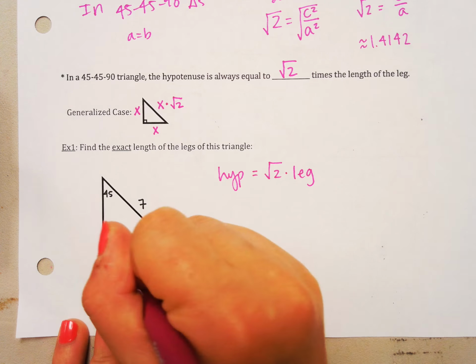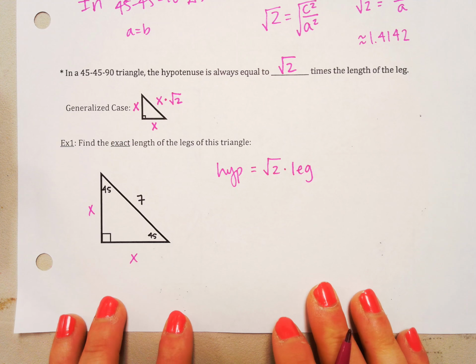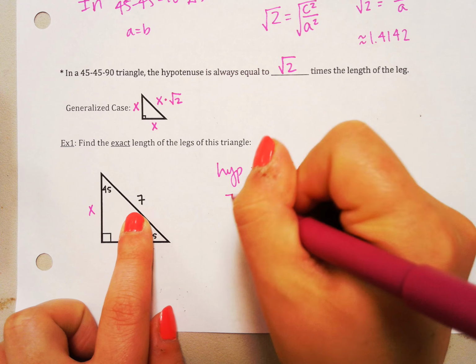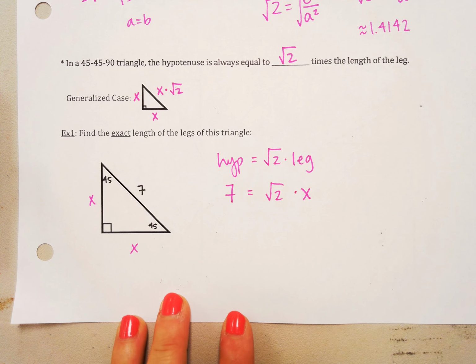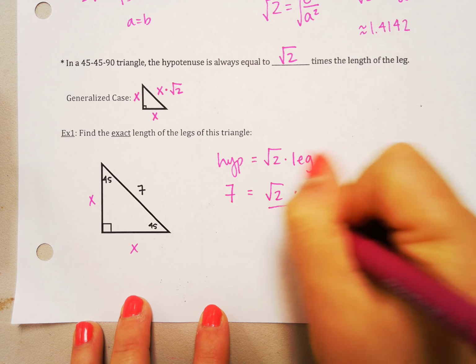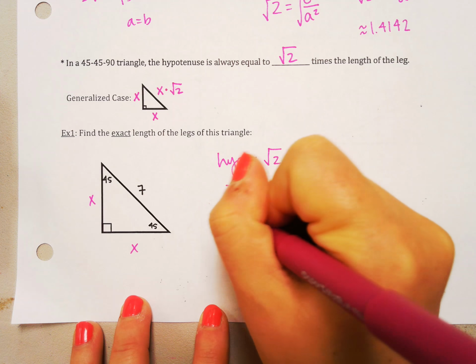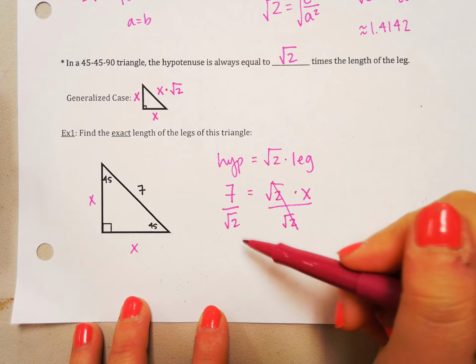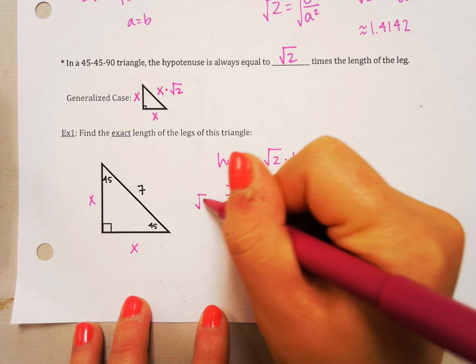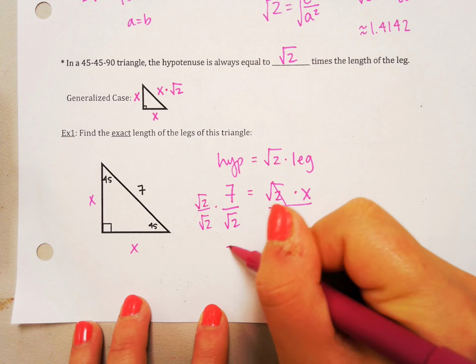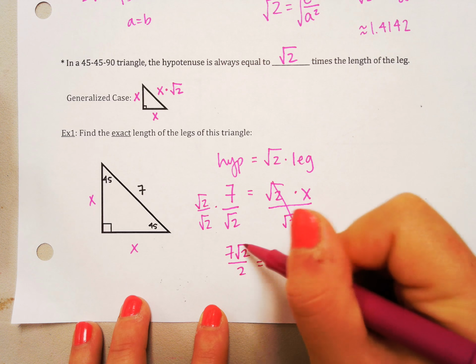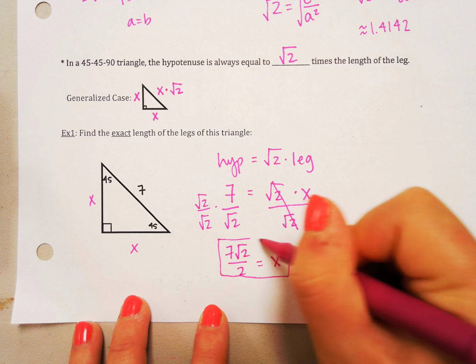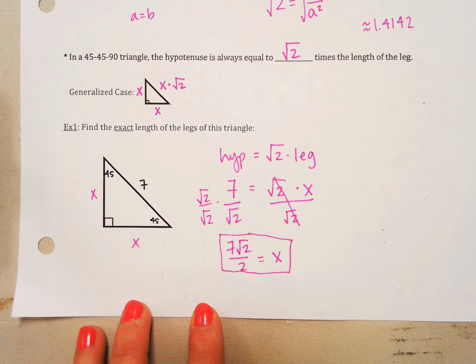So my legs here are x and x. So my hypotenuse is 7. And my leg is x. So to solve for my leg, I have to divide both sides by root 2. And we know we can't leave it like that, so we've got to rationalize. And we'll get 7 root 2 over 2 for each of my legs. So that would be the exact length here.